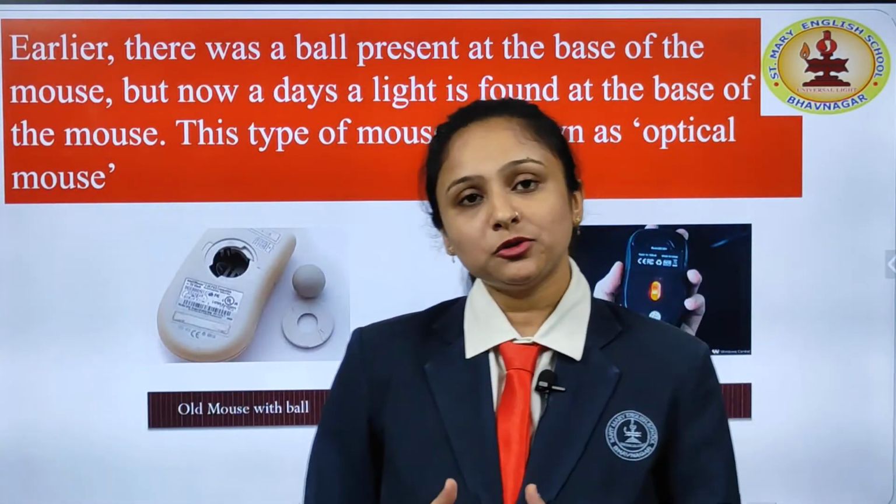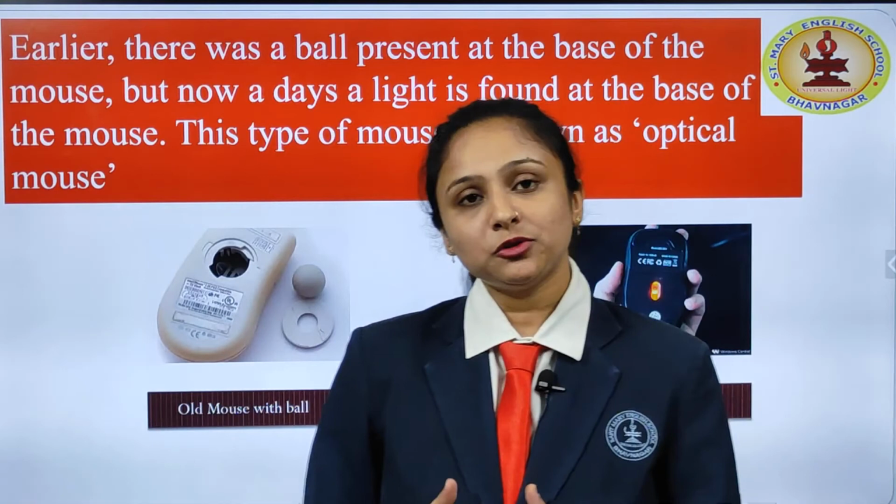Okay, earlier, children, there was a ball at the base of the mouse. This type of mouse was known as a ball mouse. But nowadays, we find a small red color light. It is not known as a ball mouse. Okay, see the difference? This is with the ball and this is with the light. Nowadays, we don't see this type of mouse. We see this type of mouse. This type of mouse is available in the market.